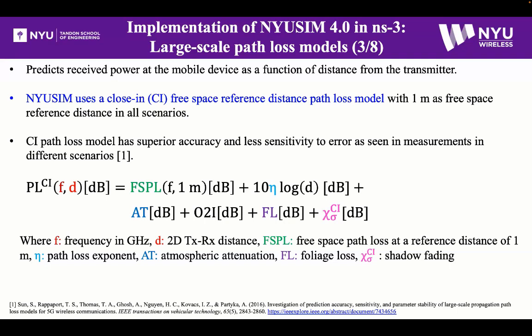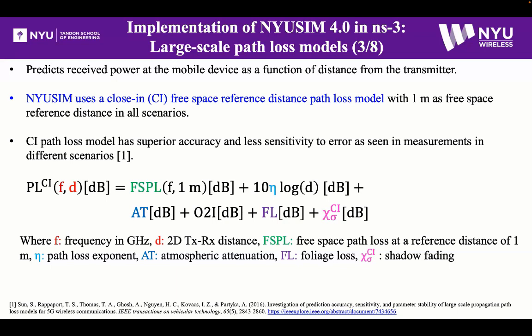In addition to that, in NYU Sim, we also give the option to NS3 users to implement atmospheric attenuation models, which is denoted by AT, the outdoor to indoor loss models, which is again created by NYU Wireless, and the foliage loss models, basically to study your penetration, say, through leaves to foliage. And these are again based on our measurements that we have conducted. So all the measurement data that we had, we incorporated them in this path loss model.